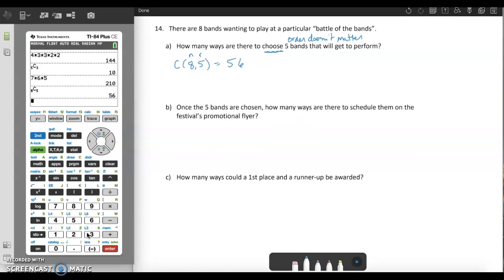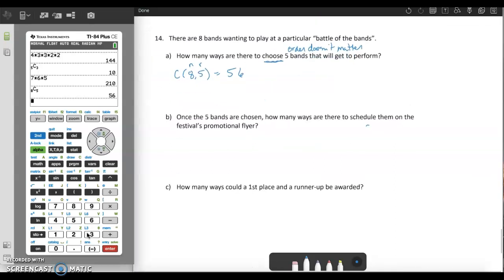Okay, once these 5 bands are chosen, so they've chosen the 5 bands, they have a list of 5 bands. In how many ways are there to schedule them on the festival's promotional flyer? Okay, so now we have a schedule. That's the key word that I see here. So now all of a sudden it matters who's performing first, second, third, fourth, and fifth, right? The time of day, it's going to matter. So now our order matters. So we're going to be in permutation world on this one.